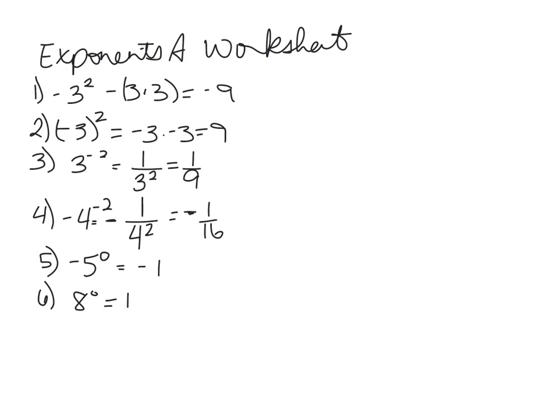Why? Well, if you have, let's say, 8 to the nth power divided by 8 to the nth power, it doesn't matter what the exponent is. Anything divided by itself equals 1. But if you subtract exponents, n minus n equals 0, so that means it's also equal to 8 to the 0, and therefore 8 to the 0 power equals 1.